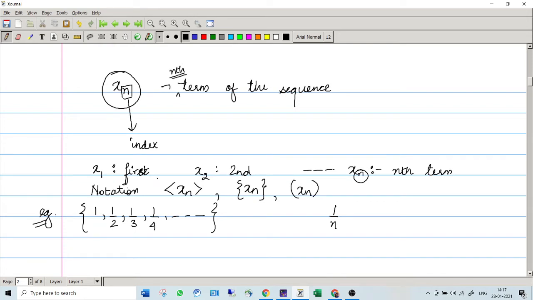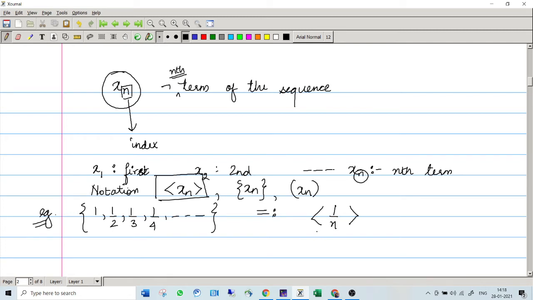The convention which I am going to use will be this one: the sequence within the angular brackets, xn within the angular brackets. So this sequence looks like 1 by n in the angular brackets. If n is equal to 1, you have the value as 1. If n is equal to 2, you have the value as 1 by 2. N is equal to 3, you have the value as 1 by 3, and so on. So this sequence will be denoted by angular brackets 1 by n, right? So this is an example of a sequence, right?